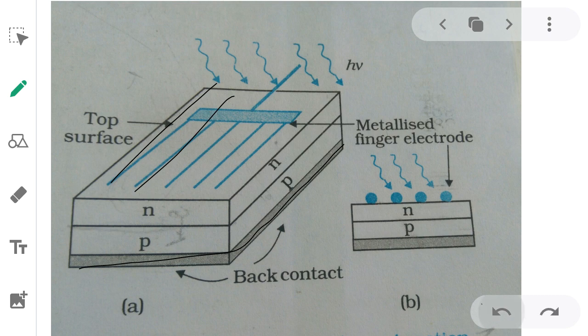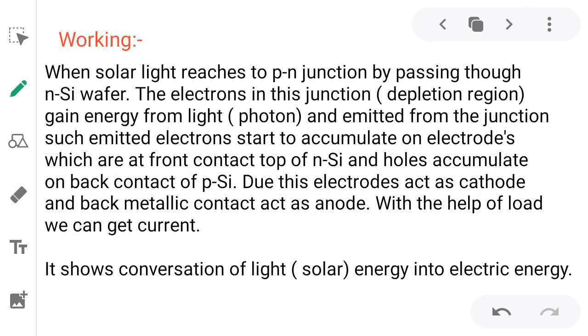Now come to the working of this solar cell. How is this solar cell working? It converts solar energy into electrical energy. When solar light reaches the P-N junction by passing through the N-type silicon wafer, the electrons inside the depletion region gain energy from the light and are emitted from the junction. Such emitted electrons accumulate on the electrodes at the front contact, on top of the N-type silicon, and holes accumulate on the back contact of the P-type silicon. Due to this, the front electrode acts as a cathode and the back contact acts as an anode. With the help of a load, we can easily get the current.